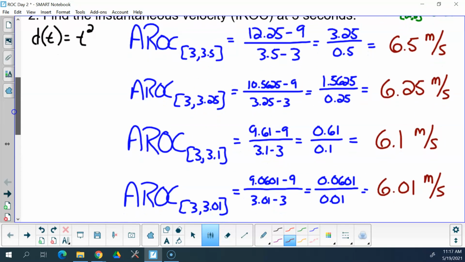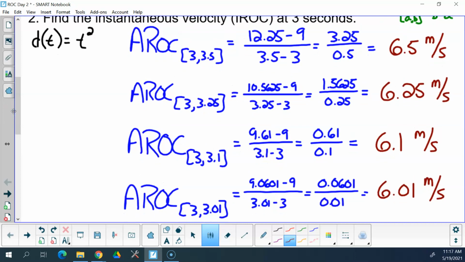Anybody see a pattern here? We started at 7. The gap 1. Then we went to 6.5 and we narrowed down a bit. And we went to 6.25. And we went to 6.1 and we went to 6.01. Anybody see a pattern?